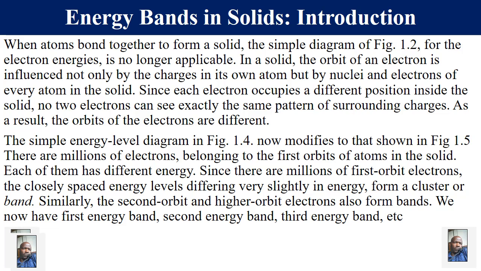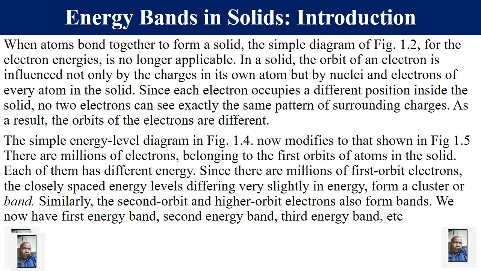Still more on energy levels, but this time we are talking about energy bands, and this happens in solids. In a solid, the energy level diagram modifies to form what we call bands, and it is very, very important that you understand this. Millions of electrons belong to the first band in the solid, just the same as millions of electrons exist in the second, third, fourth, and so on. So the energy levels are now transforming to energy bands. That's basically in a solid.